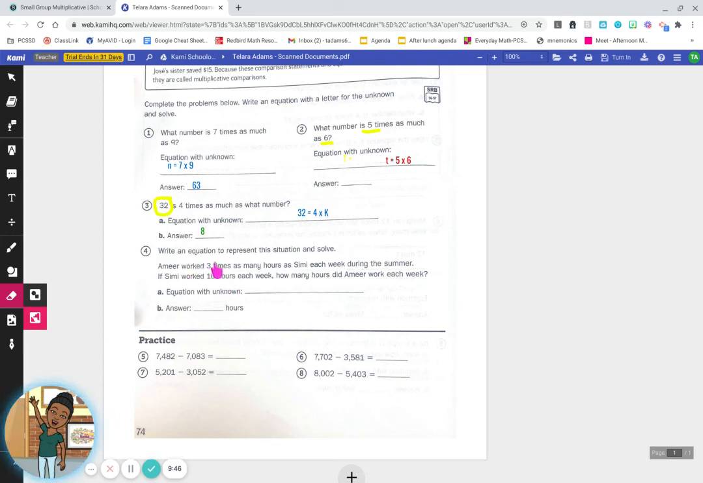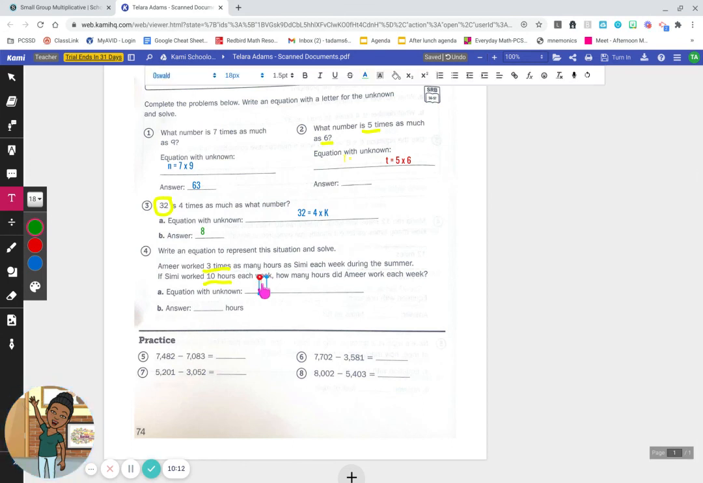I want you to solve this one on your own. Keep in mind, use the information that we know. We know that Amir worked 3 times as many hours as Simi. Simi worked 10 hours. How many hours did Amir work each week? To start the equation, you're going to solve for the unknown. I'm going to put my letter H as my unknown. Finish the equation. Write the answer.